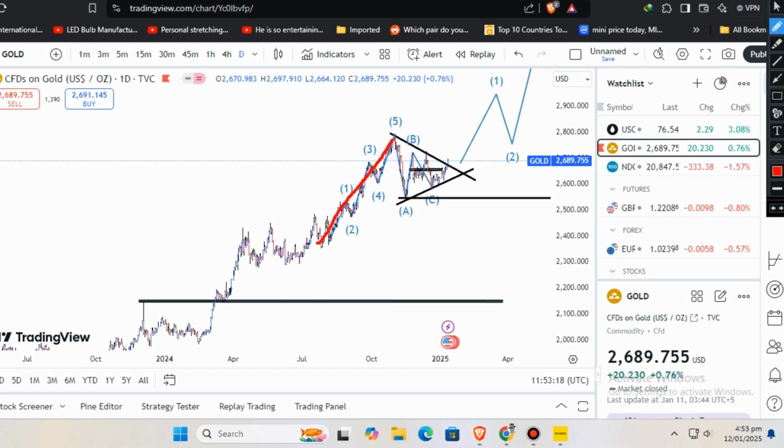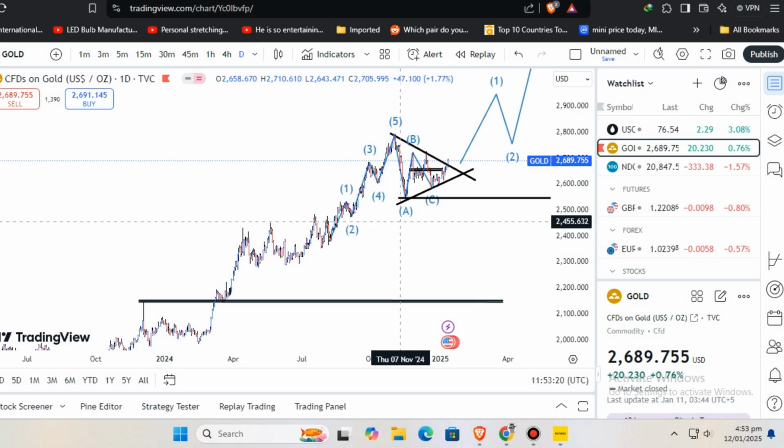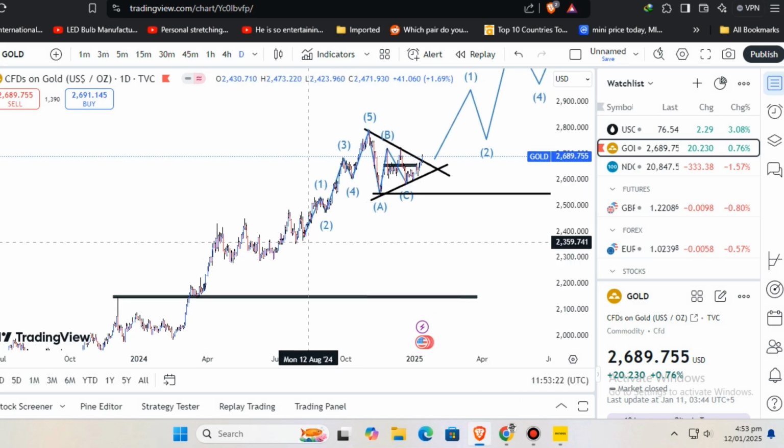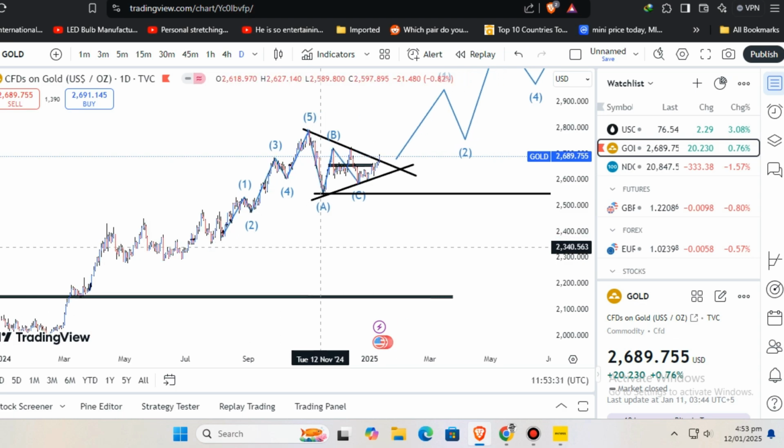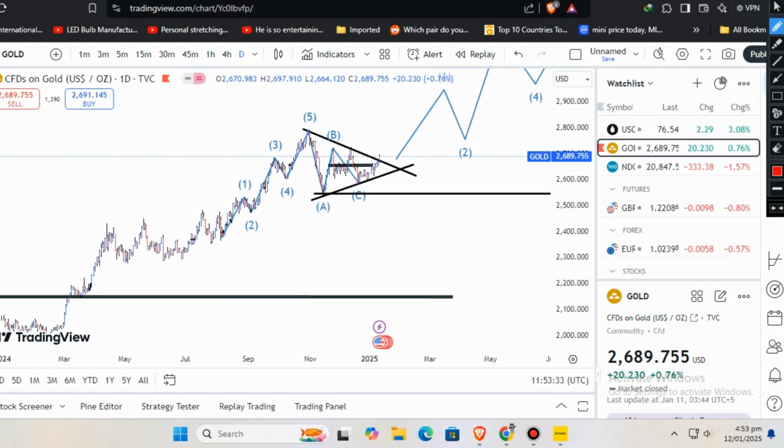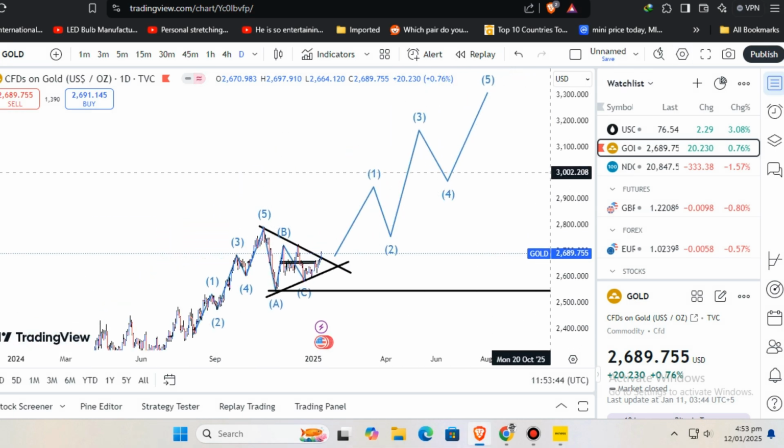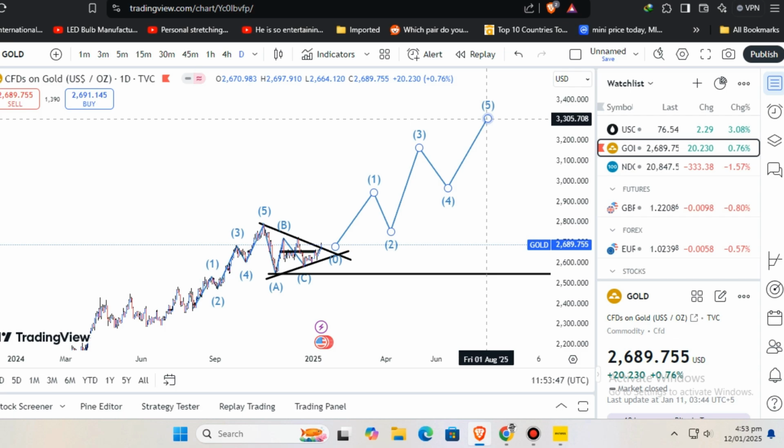If you are familiar with the characteristics of the third wave, then that third wave has more power, and also it's impulsive in nature. If it's impulsive in nature, then it must have 5 sub waves in it, and you can clearly see this wave also has 5 sub waves in it. Then again the fourth wave started, and the fourth wave was a corrective wave. So one last wave is left, which is the fifth wave, and you can see how much this wave can go up, to more than $3,000.